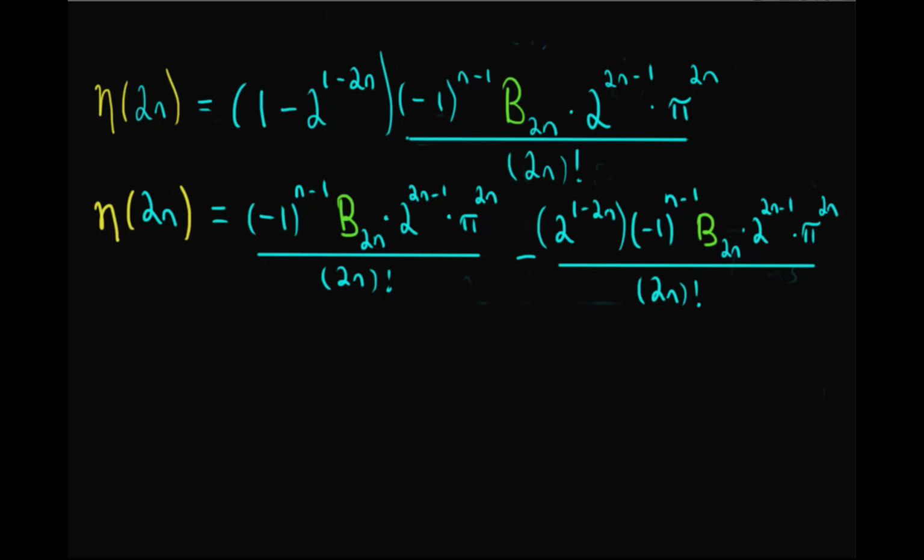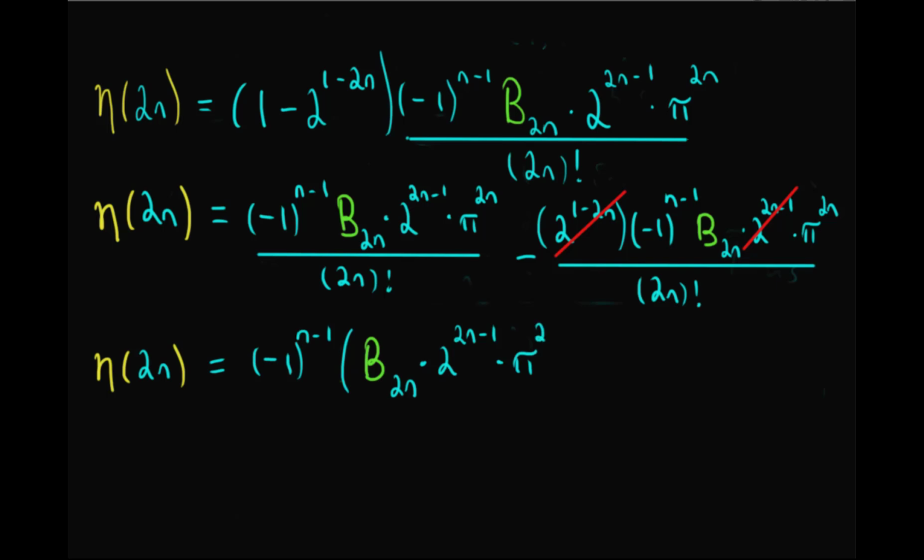And now in the second term there, something very cool happens. The 2 to the 1 minus 2n cancels the 2 to the 2n minus 1, because when we add those exponents, they of course add up to 0. And so now I'll just factor out the negative 1 to the n minus 1 from both of these terms, and I get eta of 2n equals negative 1 to the n minus 1 times the quantity b sub 2n times 2 to the 2n minus 1 times pi to the 2n minus b sub 2n times pi to the 2n, all over 2n factorial.